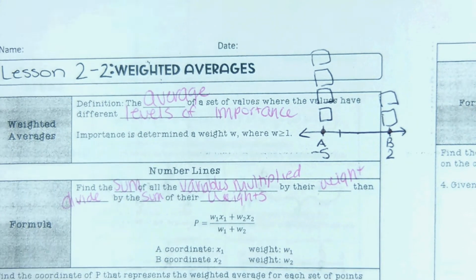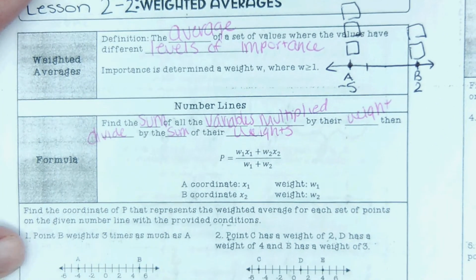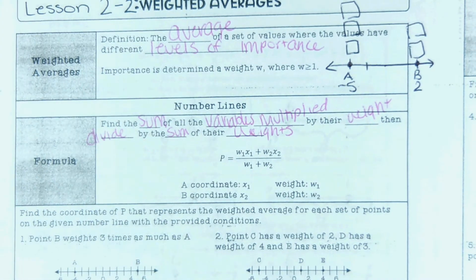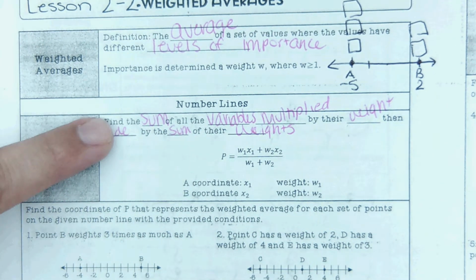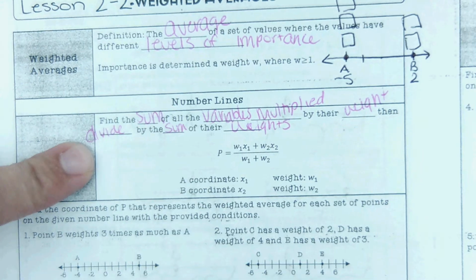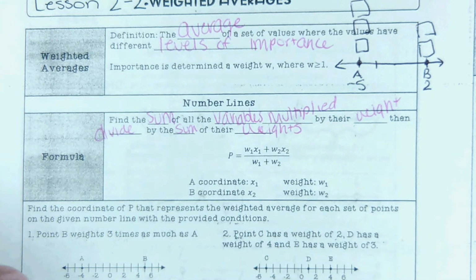So that's the concept. Now here is where it shows you a formula. We will be using the formula, but memorizing the formula isn't always helpful, so I'll just show you how to use it down in the example. So find the sum of the values multiplied by their weight, then divide by the sum of their weights, and that's what we're going to be doing.